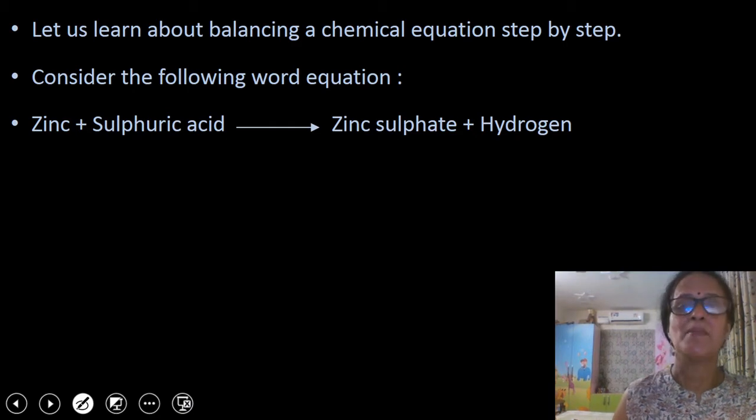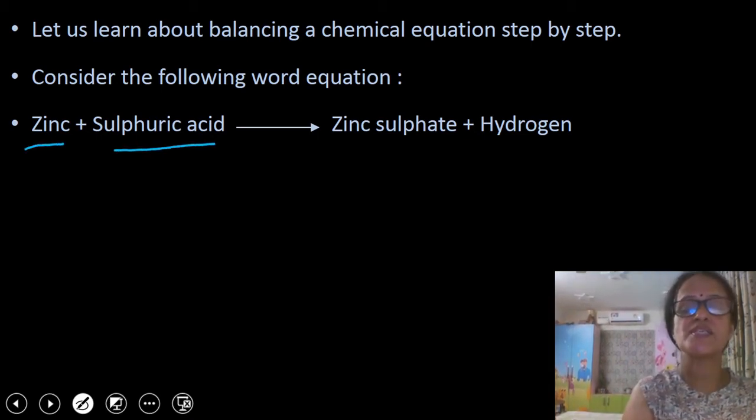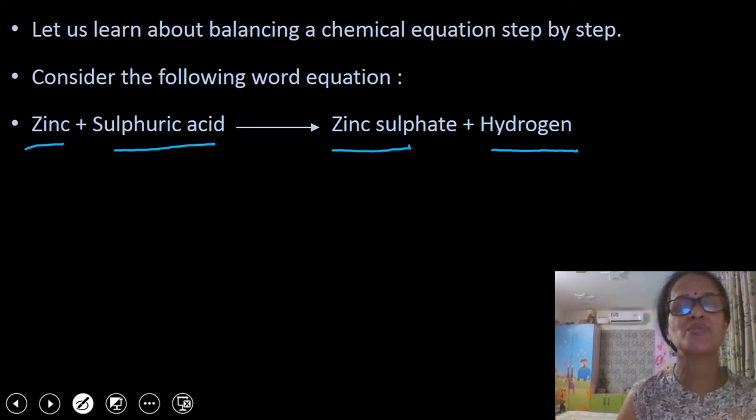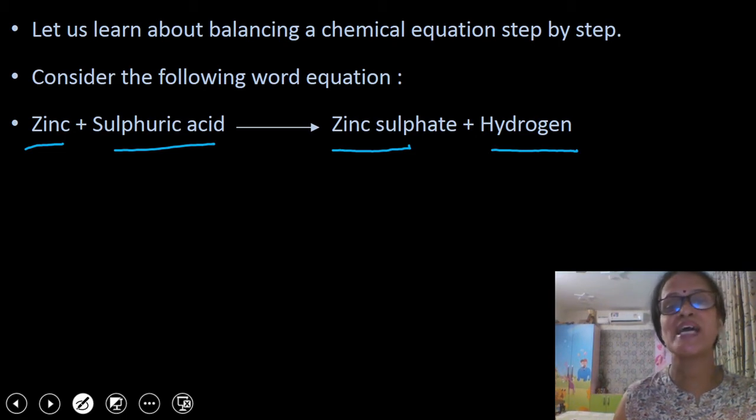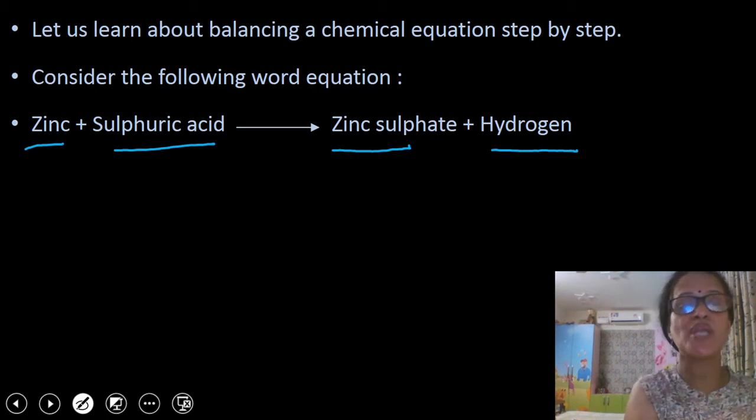Now we will learn balancing of a chemical equation. Students, consider the following word equation. Zinc reacts with sulfuric acid and forms zinc sulfate and hydrogen gas. This activity we have also discussed in part 1 in detail. So this is the word equation. Now I will write this word equation in the form of a chemical reaction by using the symbols and formulas of reactants and products. In this case you can see that we have 2 reactants.